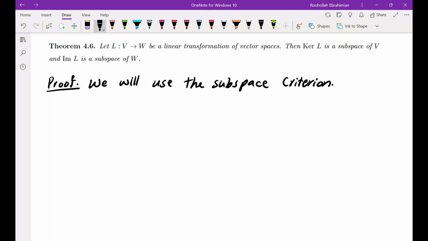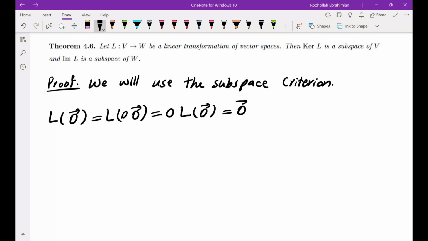So first, 0 is in the subspace. In order to show that 0 is in the kernel, we'll have to show L of 0 is 0. That's something that you can get pretty easily. In fact, I have done this in one of the examples, but I'll show you pretty quickly. This means 0 is in fact in the kernel of L, and also 0 is in the image of L. So we showed that 0 is in both of them.